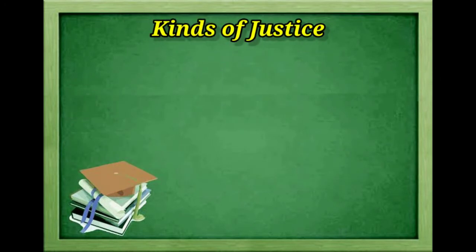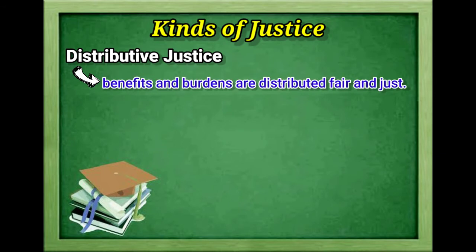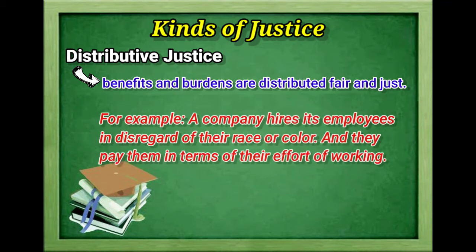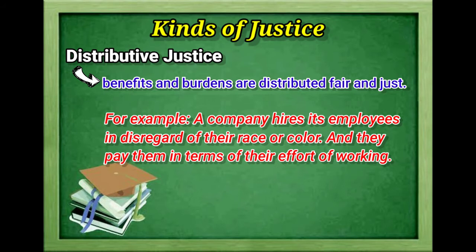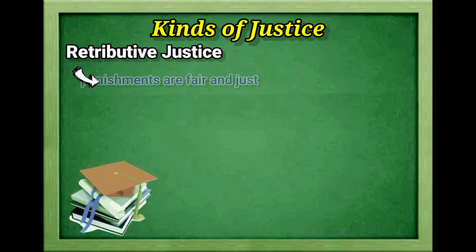Now let's talk about the different kinds of justice. First is distributive justice. This refers to the extent to which society's institutions ensure that benefits and burdens are distributed among society's members in ways that are fair and just. For example, a company hires its employees without regard to their race or color, and pays them in terms of their work effort. Second is retributive justice. This refers to the extent to which punishments are fair and just.